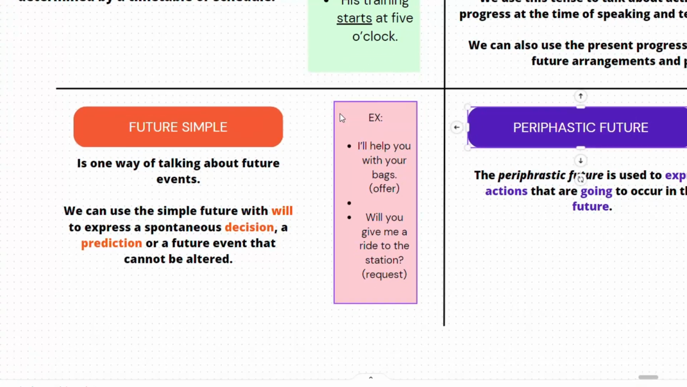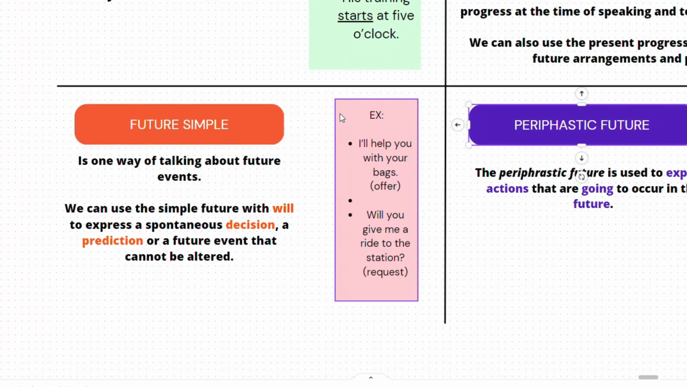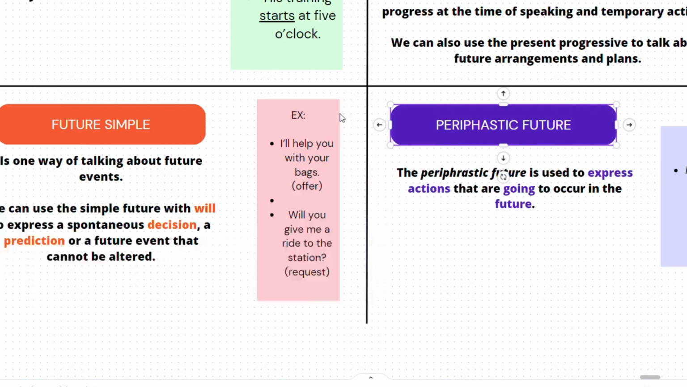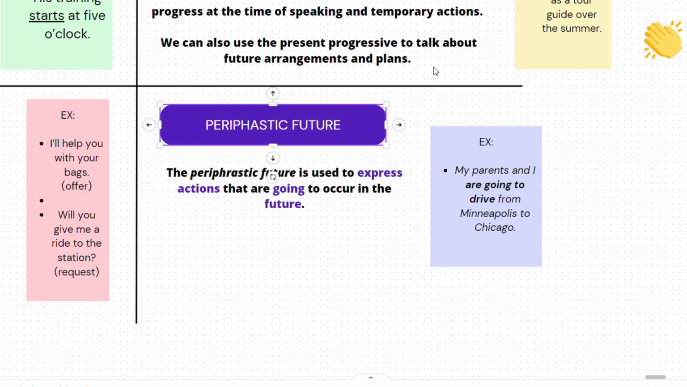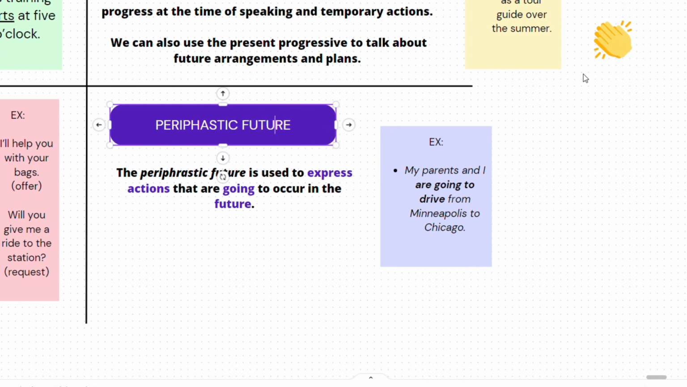The future simple is for talking about further events. We use the verb to be with will. The perfect future will express actions that are going to occur in the future. For example, my parents are going to arrive in Minneapolis.